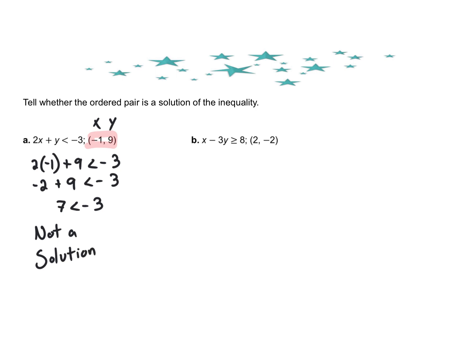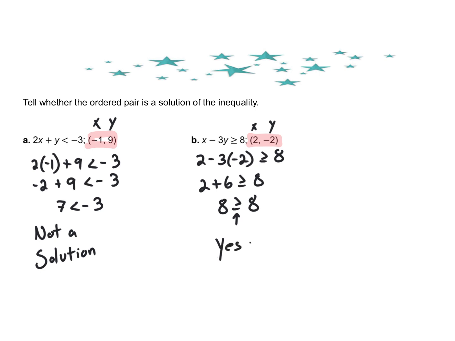Now let's do the same thing for the other equation. We're going to plug in our x, which is a 2, and our y, which is our -2. We're going to plug it into 2 minus 3 times -2 is greater than or equal to 8. So we get 2 plus 6 is greater than or equal to 8. We get 8 is greater than or equal to 8. Now, because we have the equal to part at the bottom, the 8 is a solution. So this time, yes, it's a solution.